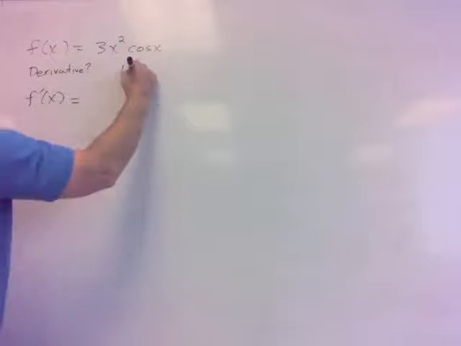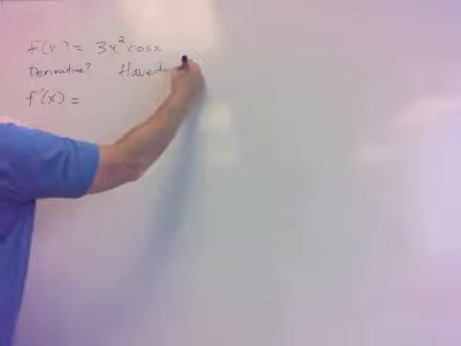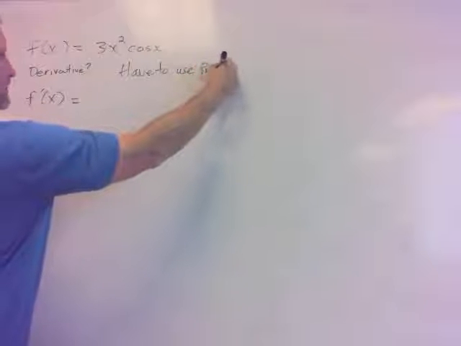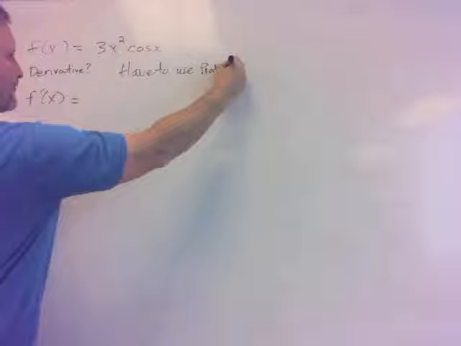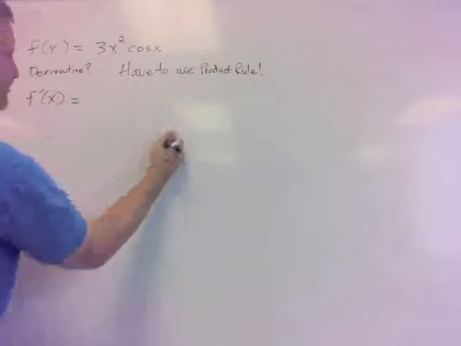Because, what do I have here? We've got a product. And whenever you have a product, two things multiplied together in your function, what do you have to use? Product rule, yeah. That's an easy one, really, to forget. Yeah, use the old product rule here.